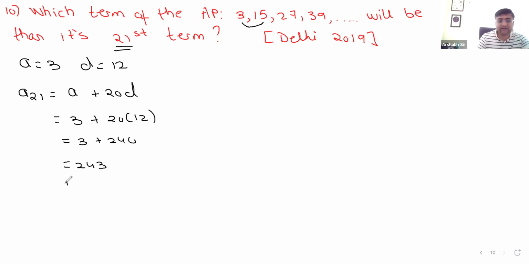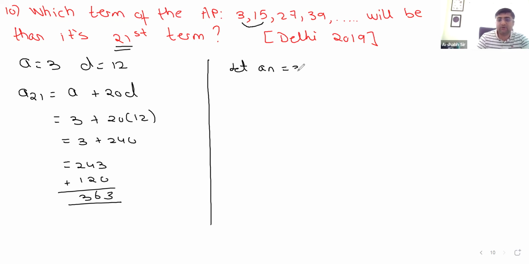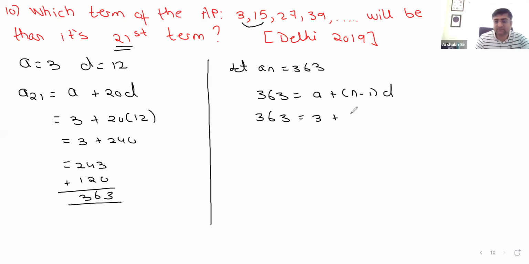Now I want a term which is 120 more than this. तो इसमें हम 120 add करेंगे. So we get this as 363. Now we have to find 363 is which term of this AP. So let it be the nth term. Okay. So let an be equal to 363. So an is equal to a plus n minus 1 times d. So 363 is 3 plus n minus 1 times 12.